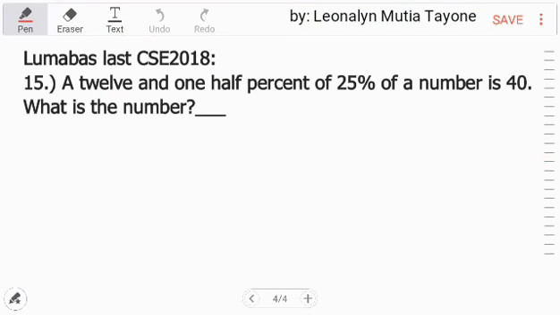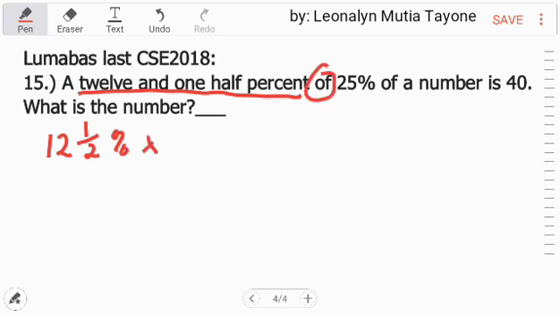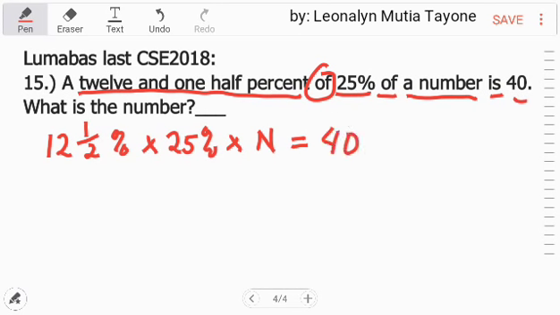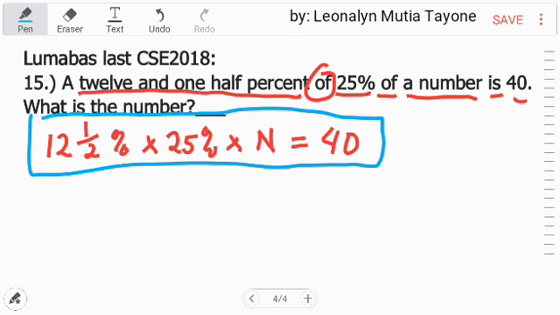Now, let's do question number 15. Ito ay lumabas last 2018 Civil Service exam. 12.5% of 25% of a number is 40. What is the number? 12.5% of multiplication yan. 25% of multiplication yan. A number, let n be that number, equals 40. Ito na yung equation dyan.